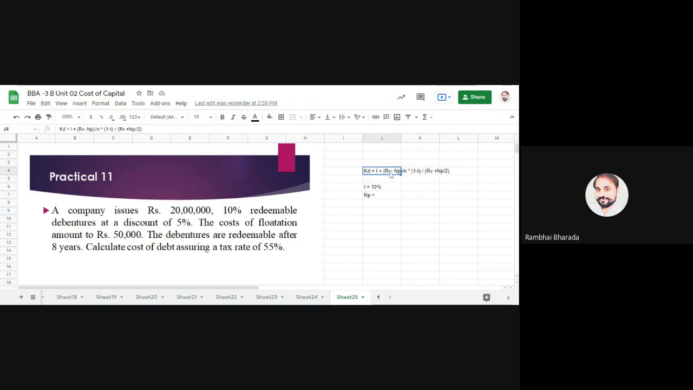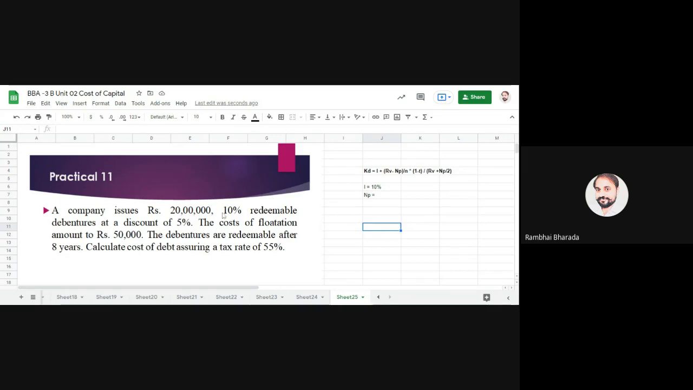Formula I have already written here. Kd is equal to I. It is not 1, it is I. I stands for interest rate. If you want to write down, please write down this. Kd, cost of debt, is equal to I plus, in a bracket, RV minus NP. Here RV means redeemable value. It is called redeemable value. Upon N, number of years, into 1 minus T, and entirely divided by RV, redeemable value plus NP, upon 2.